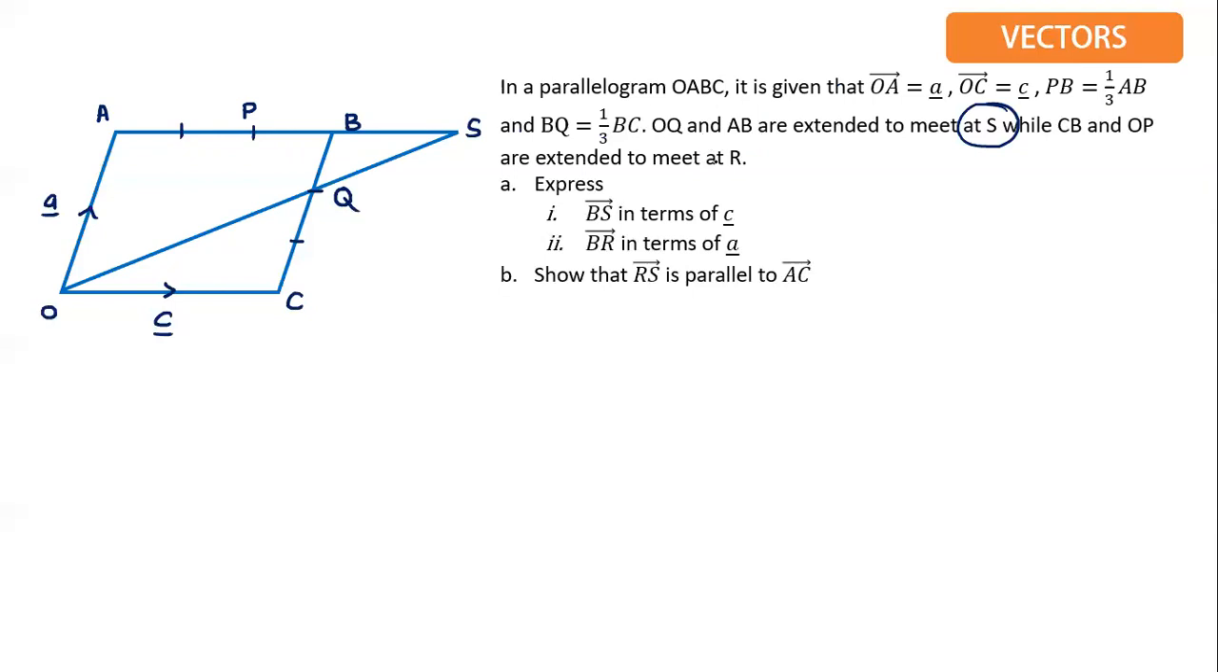Then the second one given here is CB. CB and OP are extended. This is CB, I extend CB. Can you see? I already extended CB and OP here. I extended them until they meet at the point R. So this is the point R. Done. So this is my diagram.